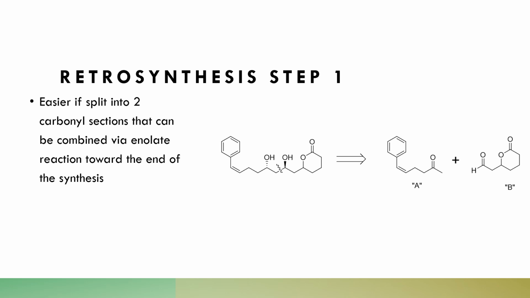A good place to start when trying to synthesize a molecule is working backward and doing retrosynthetic steps to see where a good base to start would be. Looking at the current molecule, you can see that I'm splitting it in between the alcohols. And by splitting that and then working a little bit backwards, we would get a ketone and an aldehyde, which can be combined via enolate reaction to create this final product once everything is reduced to the alcohol.